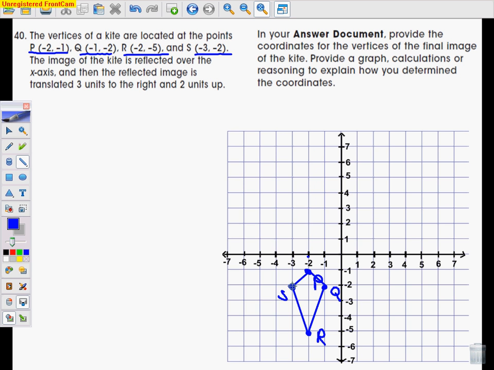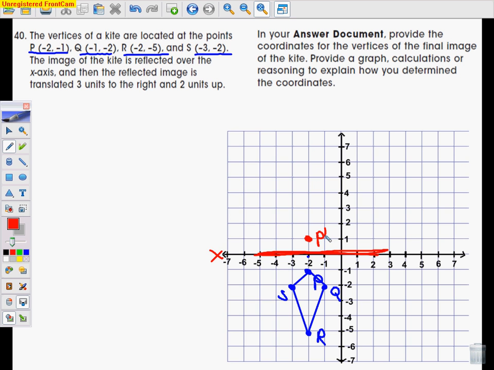The image of the kite is reflected over the x-axis. So once again, let's locate the x-axis. The x-axis is here. Okay, I'm going to go ahead and label the x-axis. Now, when we reflect something over the x-axis, remember, it becomes like a mirror image. So the distance from the original point to the new point has to be the same. So for example, P. If we notice, P is 1 away from the x-axis. So the new point has to be 1 away from the x-axis. So the new P, we'll call it P prime, is here.